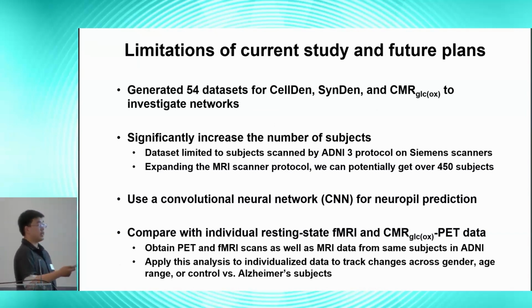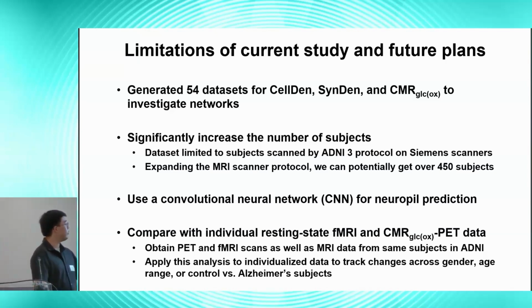We only had 54 data sets. We want to significantly increase this number of subjects. So if we expand past just ADNI3, if we expand past just Siemens scanners, we can get around 450 subjects, and we're in the process currently of processing those and getting those ready. We'd also like to use a stronger network for prediction. So instead of using this MATLAB feed-forward net, we would like to use a convolutional neural network, and that's been written. We're currently in the process of testing that.